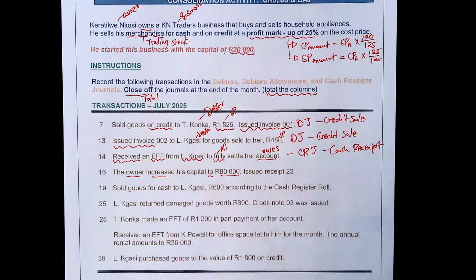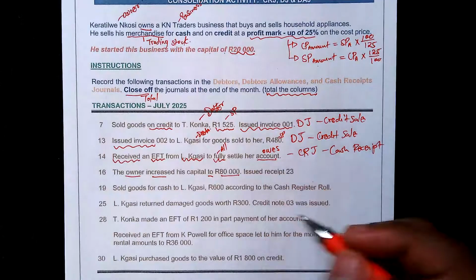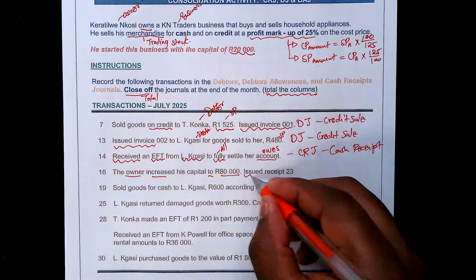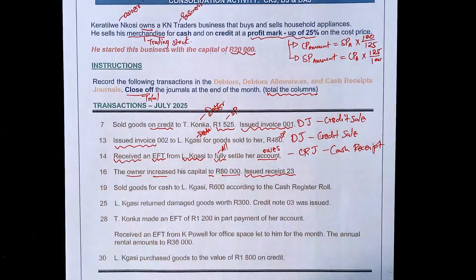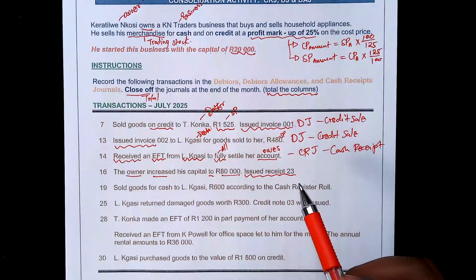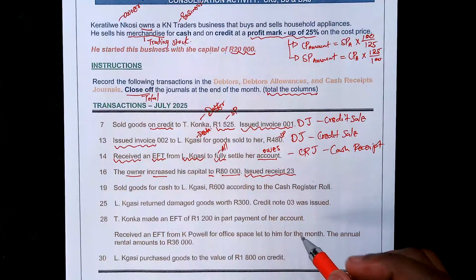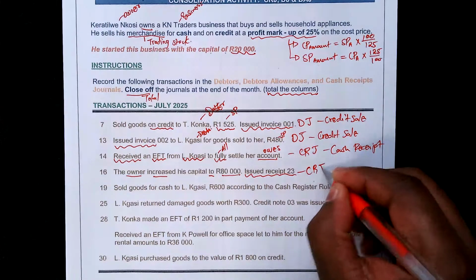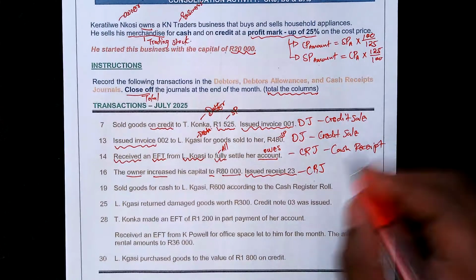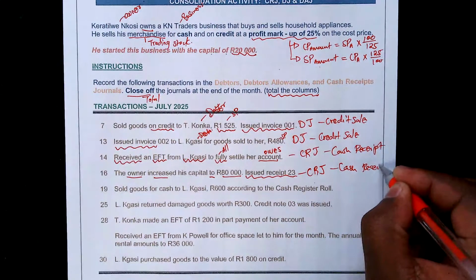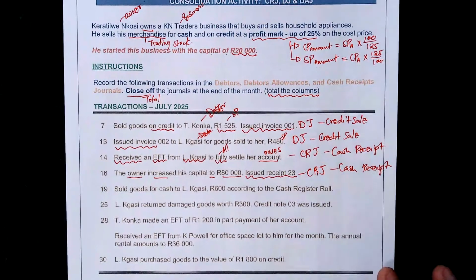Okay, so we know that the business received cash from the owner, and the business issued a receipt, the document that was issued out, or the evidence that money was received, receipt number 2023. So we know this is a cash transaction. It's a cash receipt as well. The business received cash from the owner.